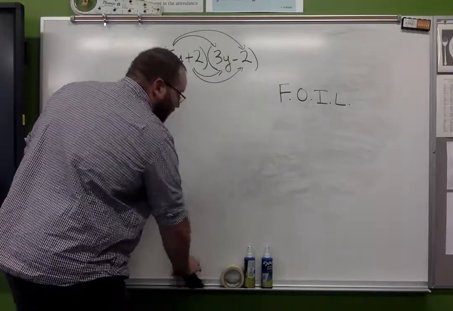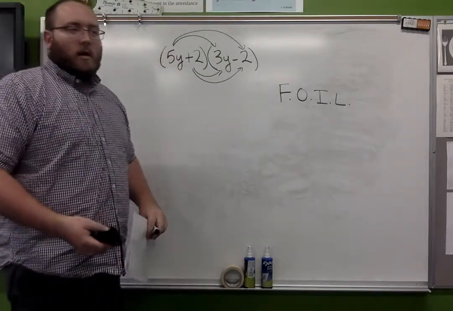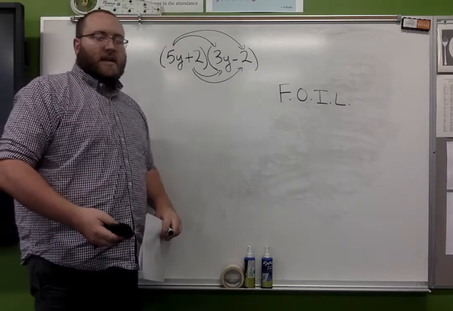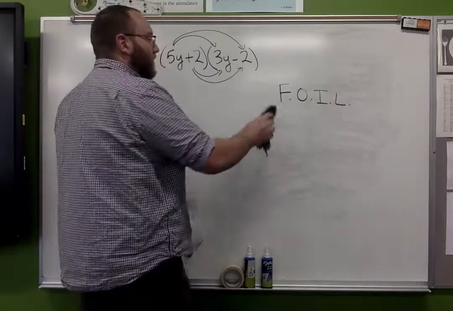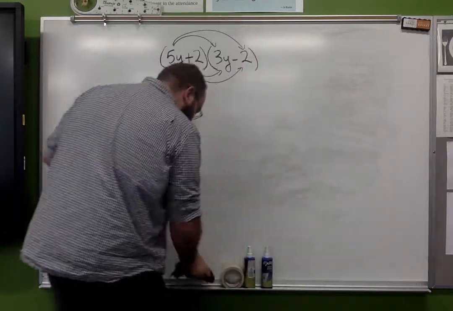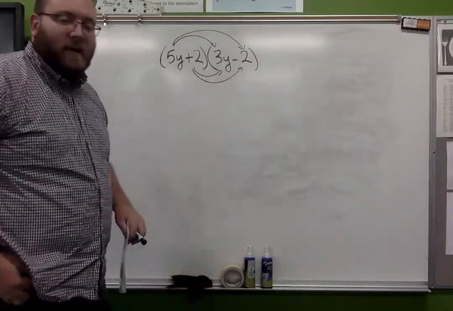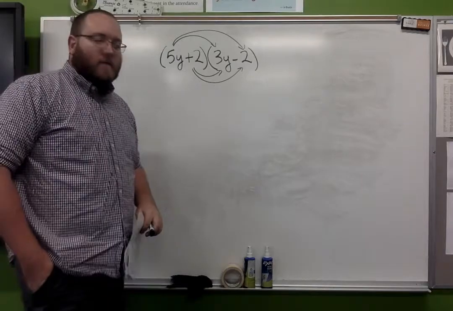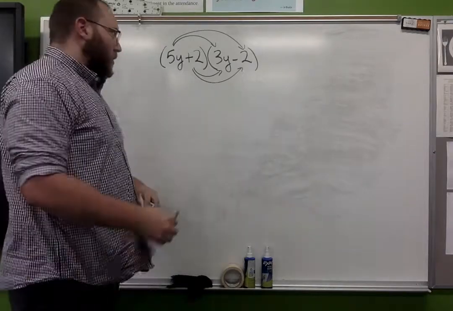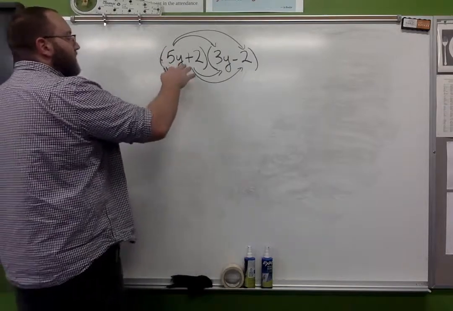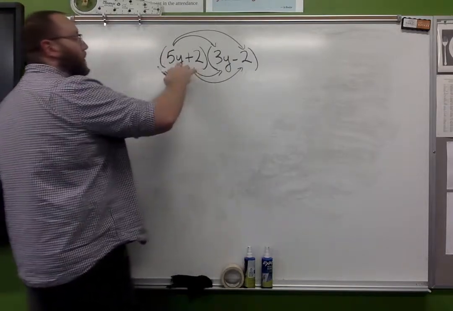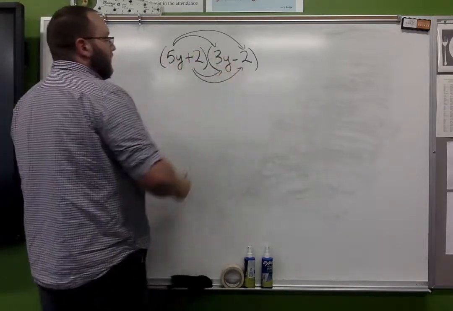If you want to learn FOIL and keep it to yourself, go ahead, right? That's your prerogative. But in my class, I will never, ever say FOIL. It is a bad word. Okay? We use distribution. Every single term in the first polynomial times every single term in the second.